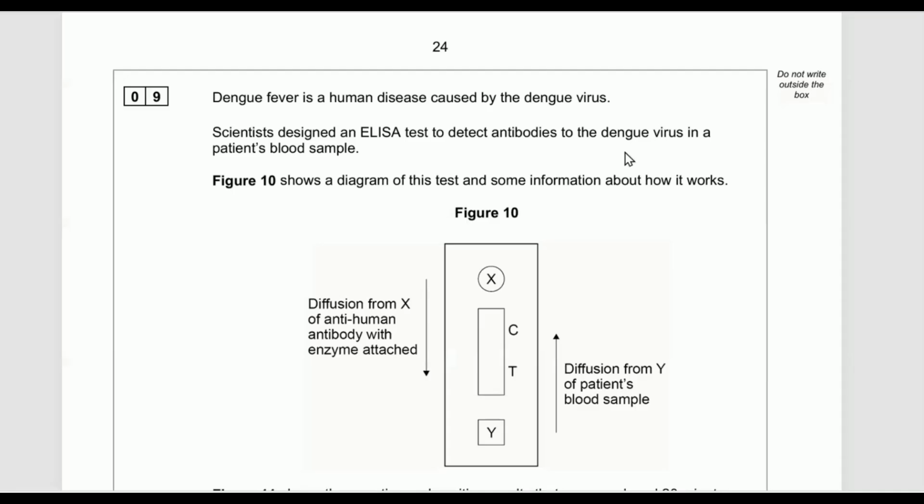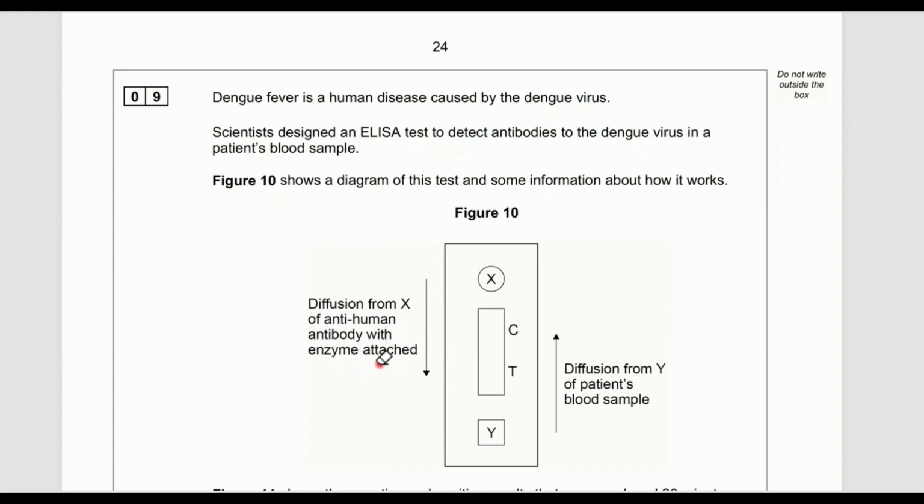Okay, question 9 is about the ELISA test. Dengue fever is a human disease caused by the dengue virus. Scientists designed an ELISA test to detect antibodies to the dengue virus in a patient's blood sample. Figure 10 shows a diagram of this test and some information about how it works.